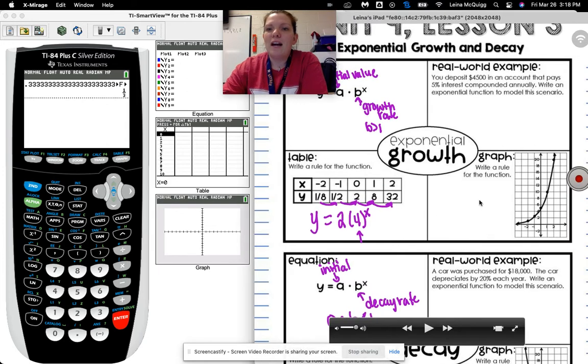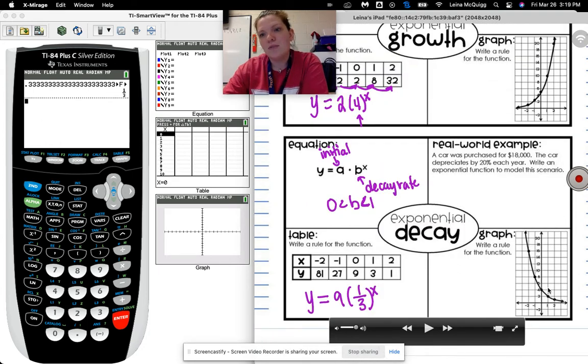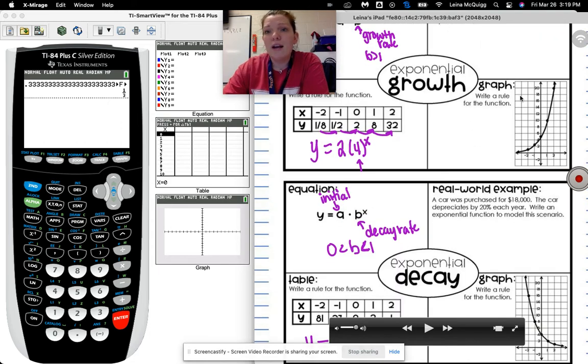Now I'm going to look at my graph. So my graph, we have a graph that's going up. That means it's growing. It's getting bigger. For decay, it's going down. Do we see from left to right? It's going down. So that's decay. We learned on Friday how to write an equation for these. So we're going to write a rule for this function.